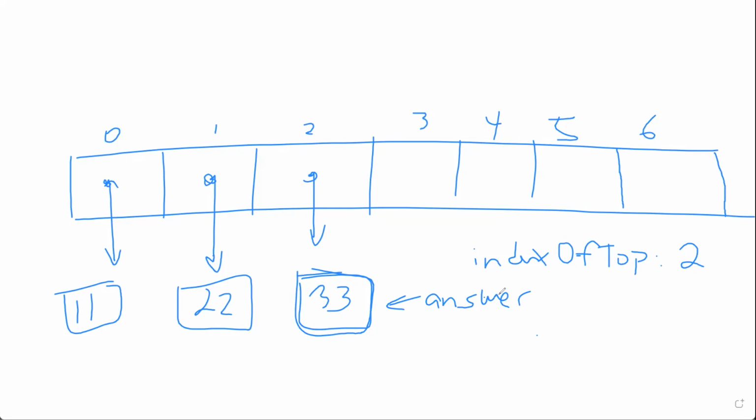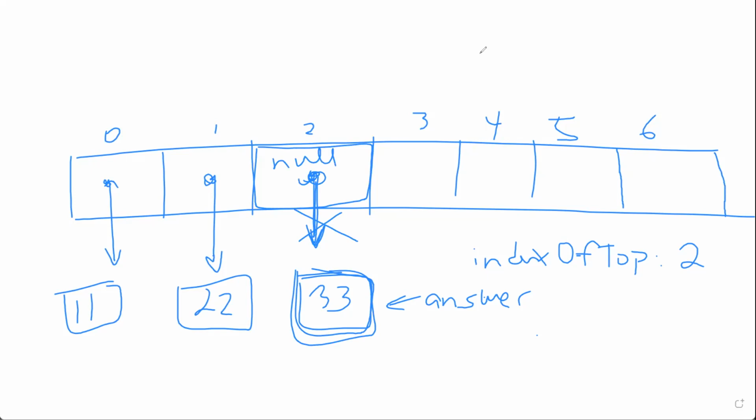And now I want to do two more things. I want to set index of top to go down to 1. Until now index of top was 2, but now I'm removing that element, so the new value of index of top is going to be 1. What I also want to do is dereference this object. In other words, I want to remove this reference to the object, and the way I do that is I set this element of the array to be null. So I want to break this link to the object, and make this element have the value null.